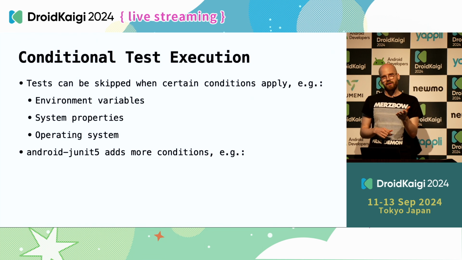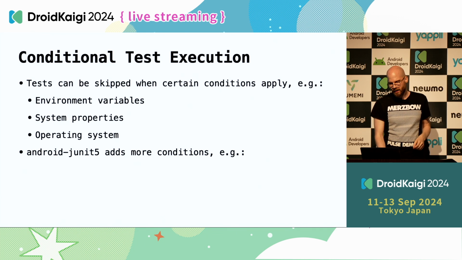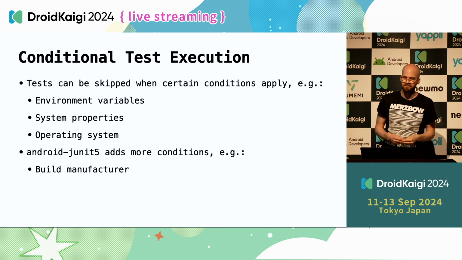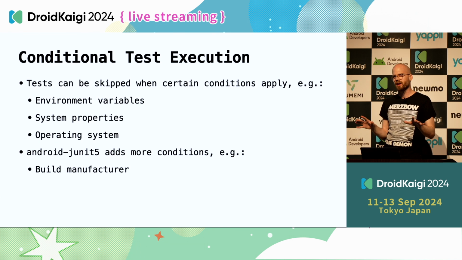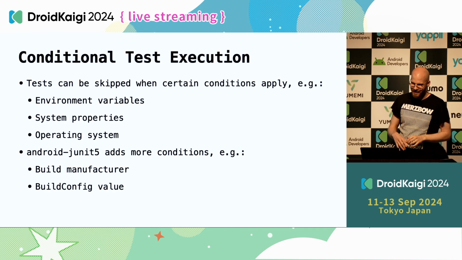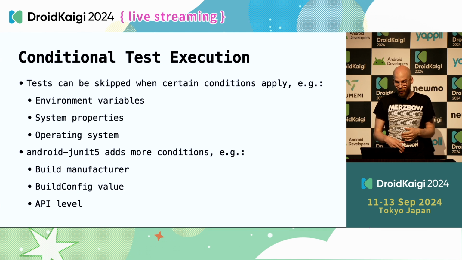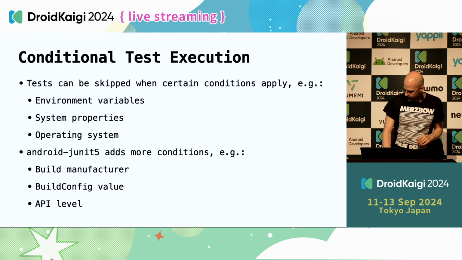If you have Android JUnit 5 in your project, I'll give you more things, more Android-specific things. You can skip tests or run them only on certain build manufacturers. If you have a bug that only exists on Samsung phones, and you probably do, then you can write a test specifically for that. You can also skip tests based on build config values, for example, or the API level of the device that's executing it. Let me show you a couple of examples for this.